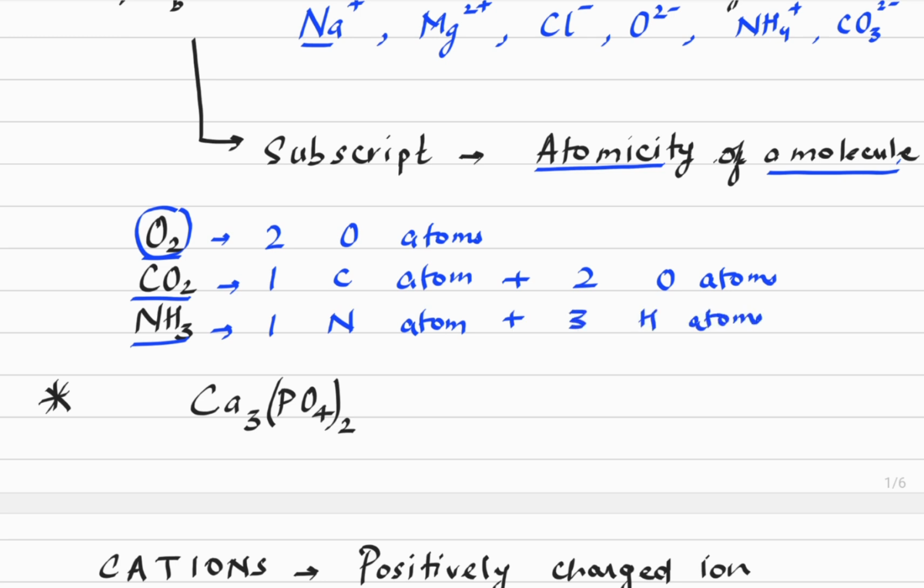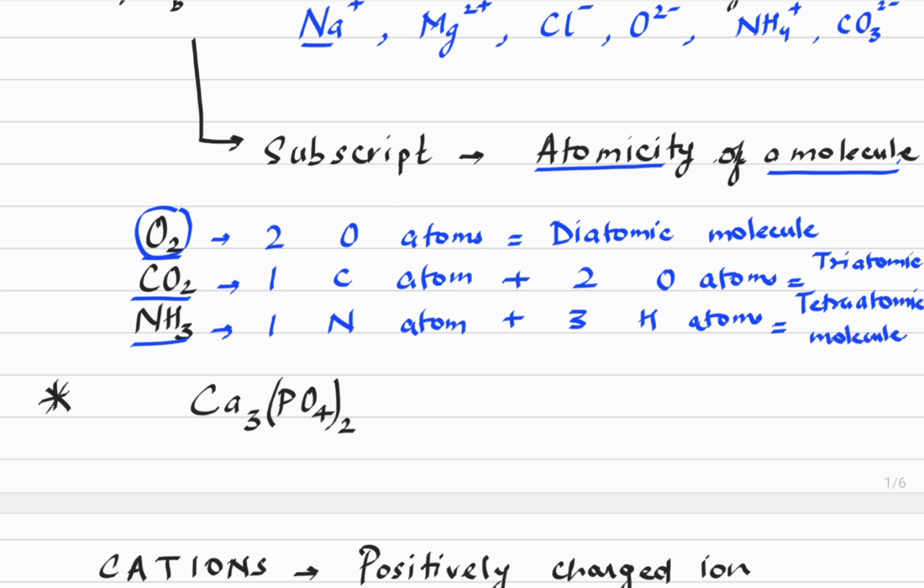Let's check the overall atomicity of the molecules. O2, since it has 2 oxygen atoms, you can say that O2 is a diatomic molecule. Similarly, you can call carbon dioxide a triatomic molecule, since it has a total of 3 atoms, 1 carbon and 2 oxygens. Next, ammonia, you can call it tetraatomic molecule. Okay, and if it has more than that, we usually call it polyatomic.